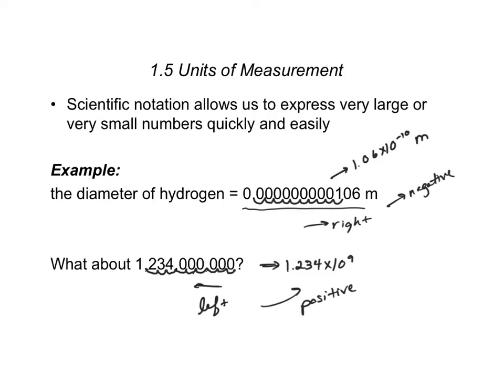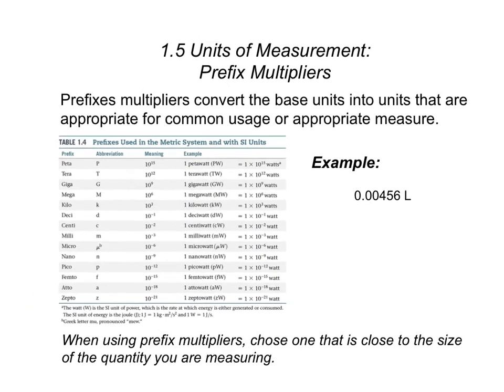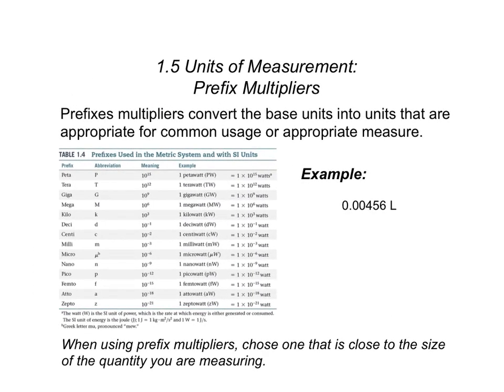Again, though, this can kind of be a hassle, right? Having to write this 10 to the minus 10 or 10 to the 9th. There's another way that we can make this even easier, right? We can use what are called prefix multipliers. Okay, so for example, let's say I had this volume, okay, and again, I don't want to write the zeros, so I'm going to go ahead and convert this to scientific notation. So when I do, I get 4.56 times 10 to the what? We get 1, 2, 3, so 10 to the minus 3 liters.